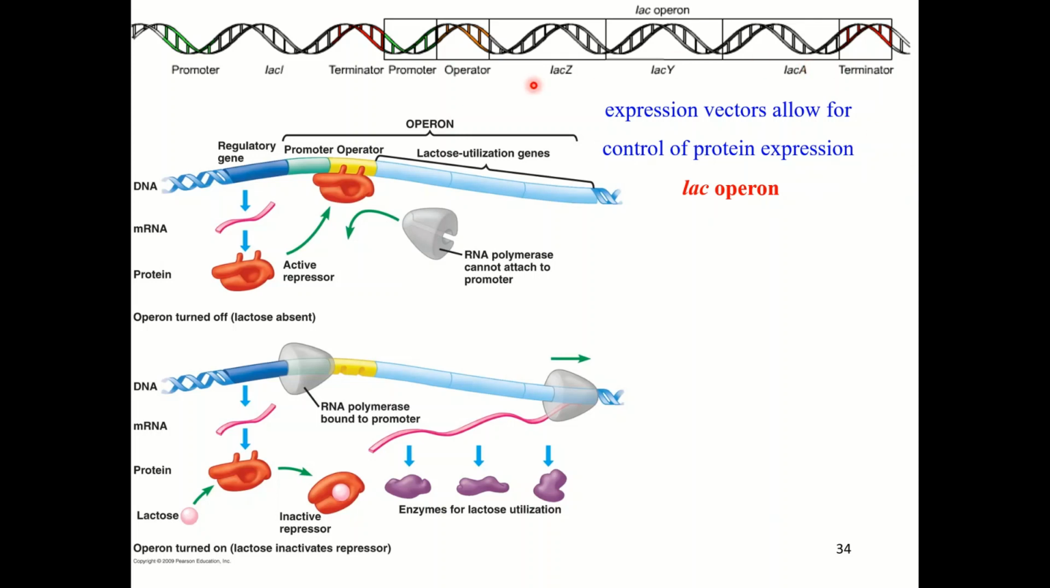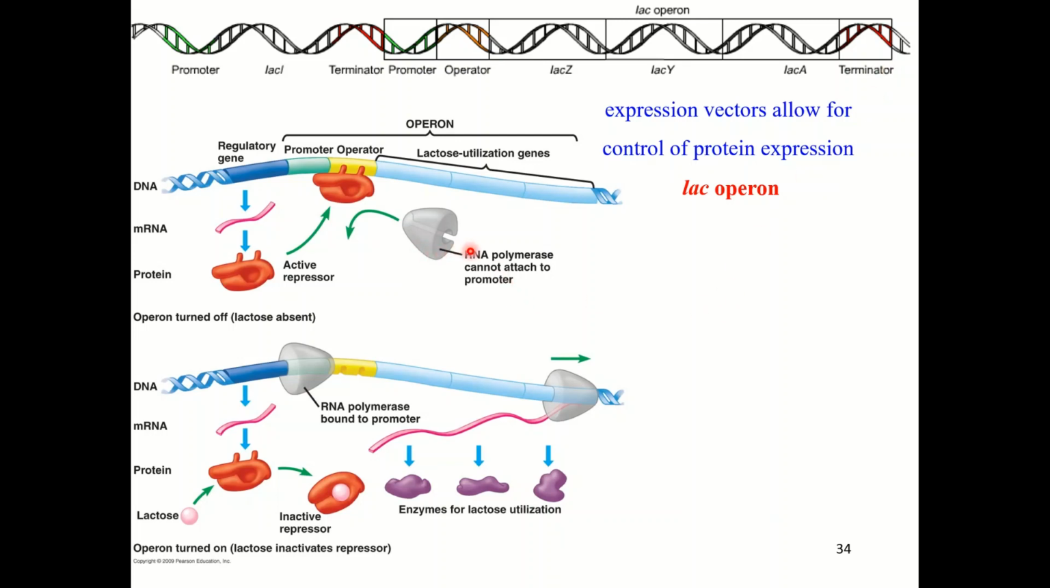The most commonly used system for doing that is the lac operon, and that's shown here in a cartoony picture of DNA. What's involved? Well, you have a promoter sequence, an operator sequence, and then three genes, LAC-Z, LAC-Y, and LAC-A, and a terminator sequence.